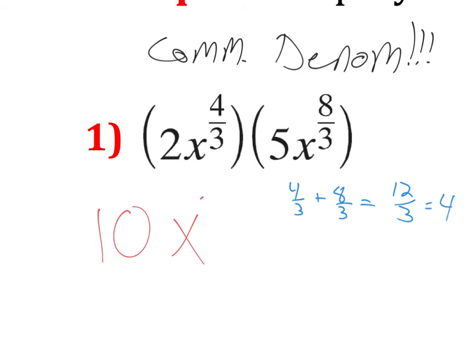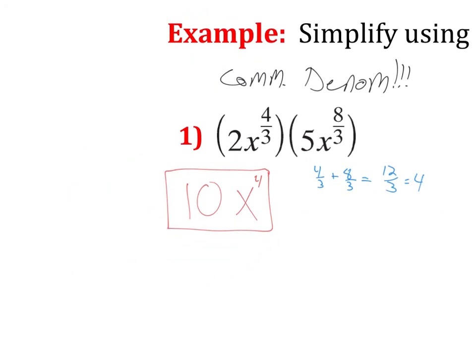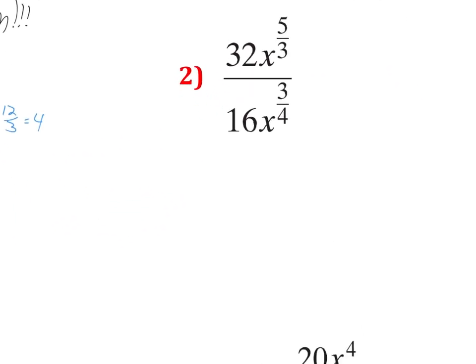So this would be 10x to the 4th. So again, I just simplified 12 over 3. 12 divided by 3 is 4. Not too terrible. Problem number 2.